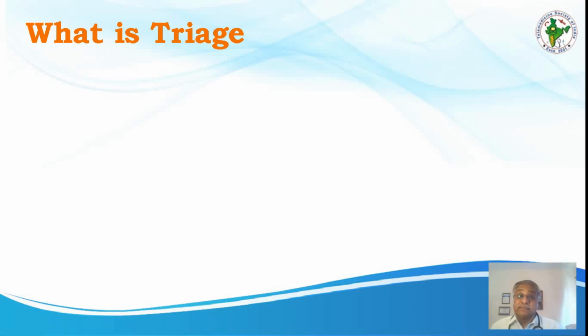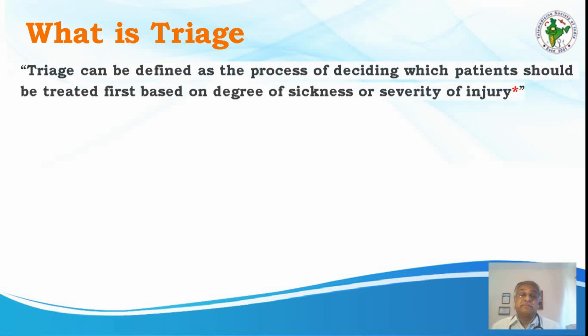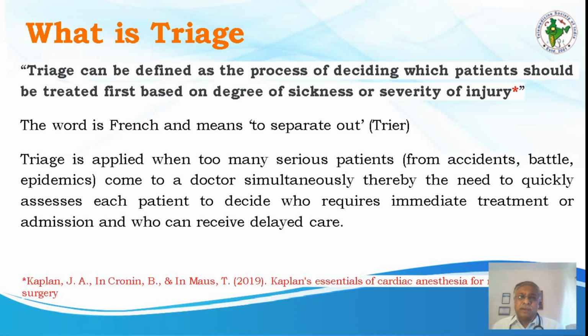So what is triage? Triage can be defined as a process of deciding which patients should be treated first based on degree of sickness or severity of injury. The word is basically French and means to separate out. Now triage is applied where too many serious patients from accidents, battles, epidemics, etc. come to a doctor simultaneously, thereby the need to quickly assess each patient to decide who requires immediate treatment or readmission and who can receive delayed care.